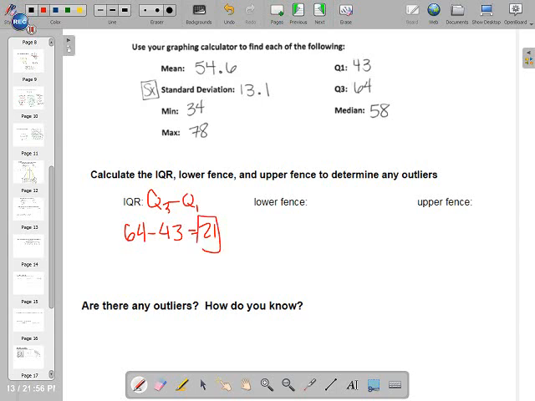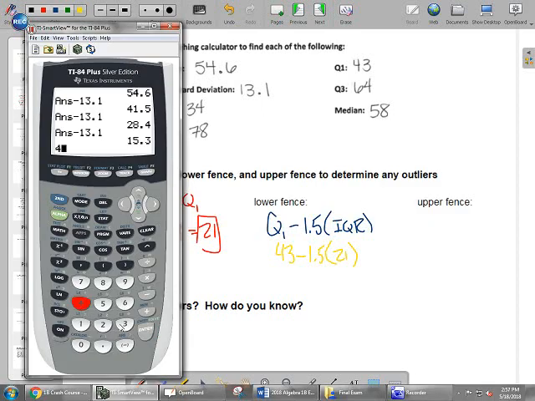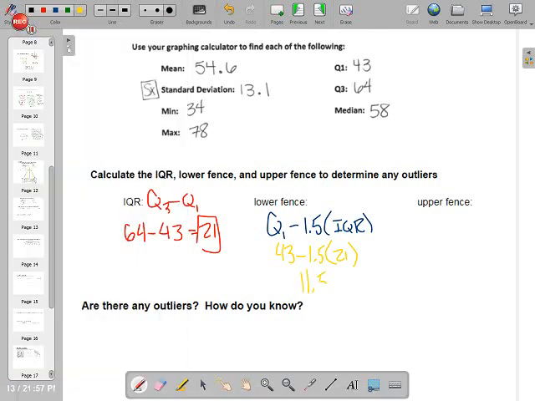The IQR is 21. We need that because to find the lower fence, you take the first quartile and you subtract 1.5 IQRs. So I need to take Q1, 43, minus 1.5 times the IQR, which is 21. I can go ahead and use my calculator here just to be safe. 43 minus 1.5 times 21 is 11.5.